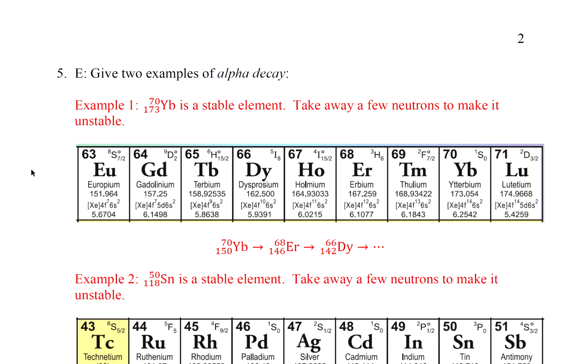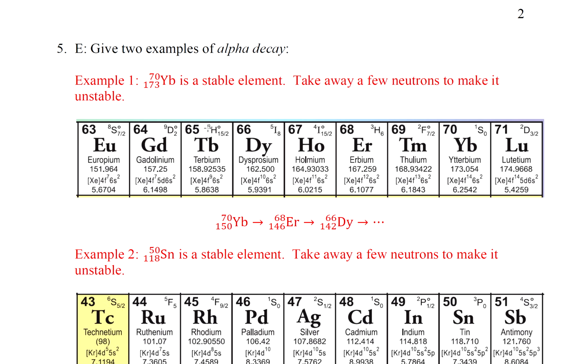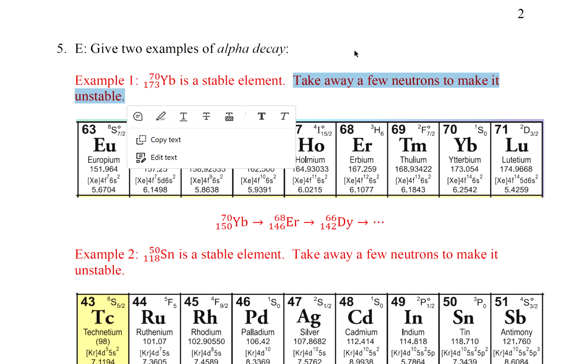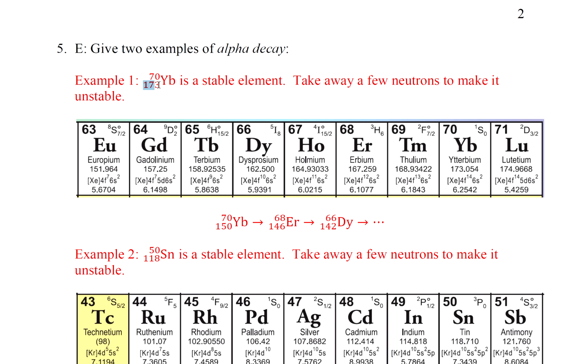Question 5. Give 2 examples of alpha decay. Let me just pick this element here from the periodic table. Yb, it's called ytterbium. 70 protons, and it has a mass of 173. Let me subtract a few neutrons to make it unstable. So I made it go from 173 protons plus neutrons to 150 protons plus neutrons. Now it's going to undergo alpha decay.